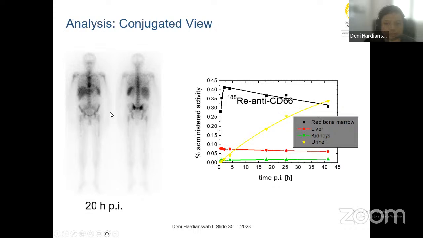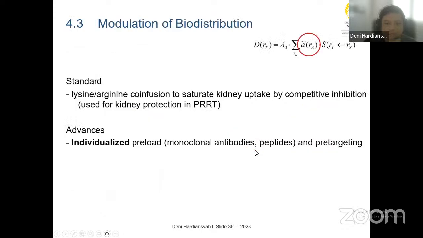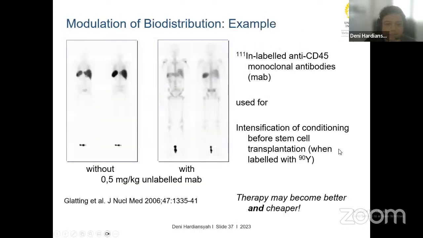And here, this is one of the examples from 20 hours post-injection. This is the image from the patient. Basically this is what you do: you perform the fitting to the data that you collected from the patient image for different organs. We can also perform some modulation of the biodistribution if needed. For example, we can use lysine and arginine co-infusion to saturate the kidney uptake by competitive inhibition, for example used for kidney protection in PRRT. We can also perform individualized preload, for example using a preload of monoclonal antibody, peptide, and also pre-targeting.